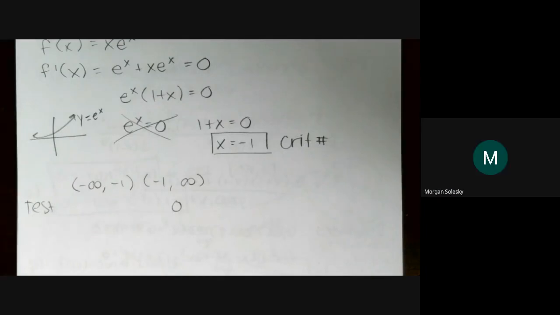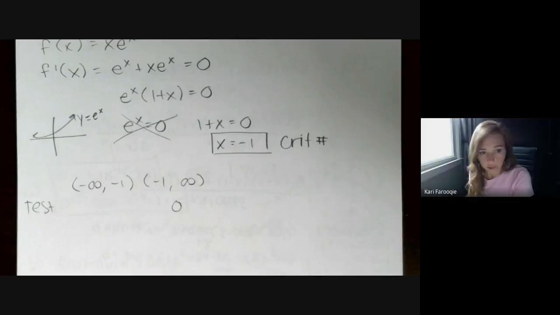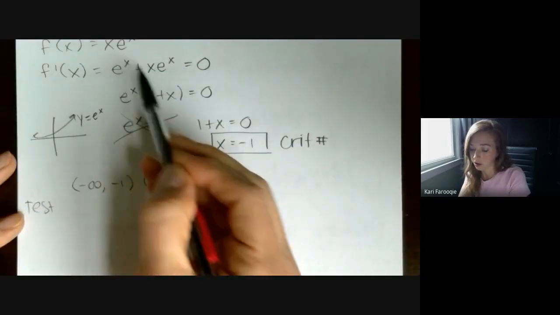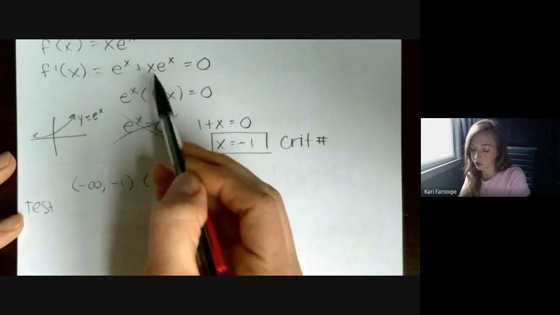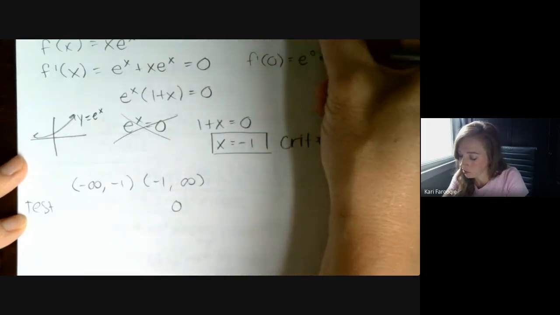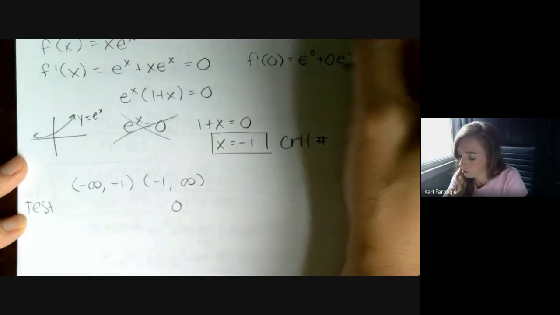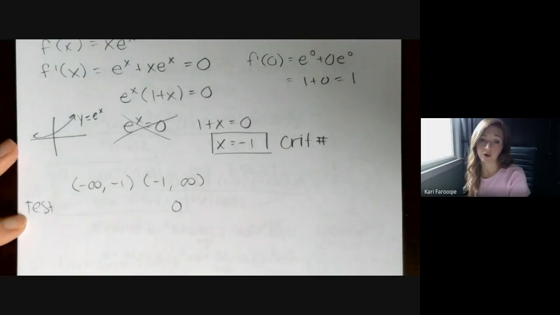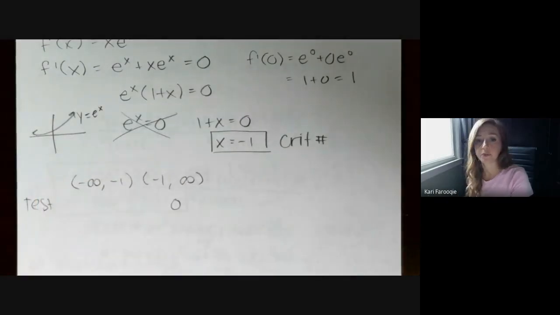Yeah, so why isn't 0 a critical number in this case? Well, because our critical numbers are only going to be values that make the derivative equal 0, and 0 doesn't do that. e to the 0 is 1, and then if x is 0 in this term, you just get 0. So f prime of 0 is e to the 0 plus 0 times e to the 0, which is 1 plus 0, which is 1. So f prime of 0 doesn't give you 0. That's why it's not a critical number. And since it's not a critical number, it doesn't go in your intervals. Does that explain it a little bit better?